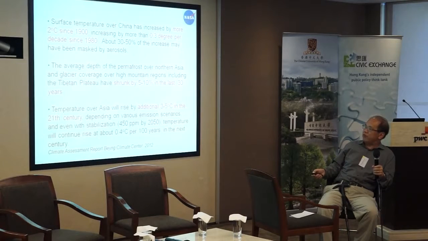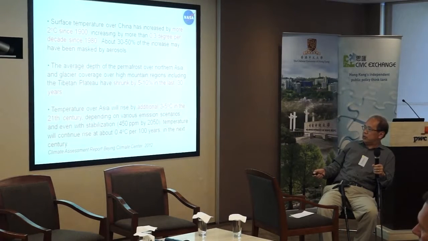Right now, frozen ground in China, they estimate, has shrunk by 5 to 10% in the last 30 years. And I know there are some observations showing that there's already increased CH4, methane, in the atmosphere. Temperature in Asia, this is model prediction, will rise an additional 3 to 5 degrees in the 21st century, depending on various emission scenarios, even with stabilization. Even if we were to stabilize CO2 at 450 parts per million by 2050, the problem is this temperature will have a delay effect.